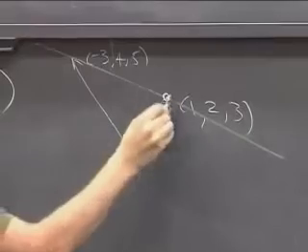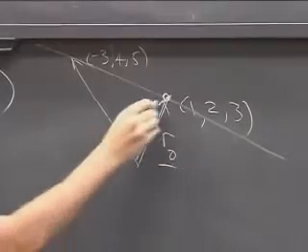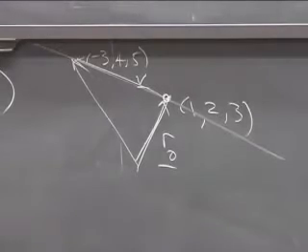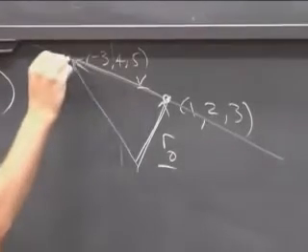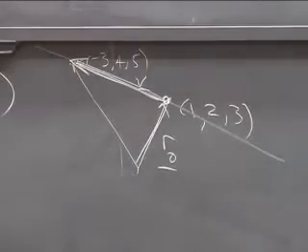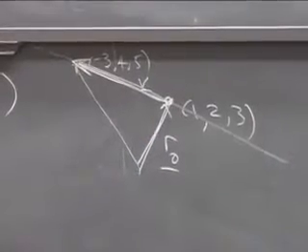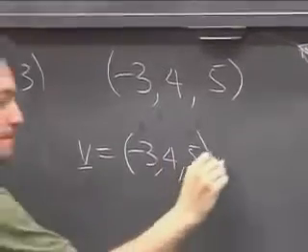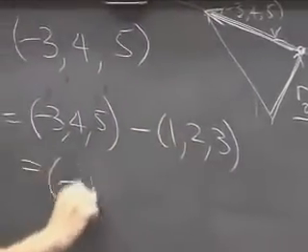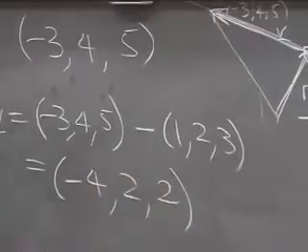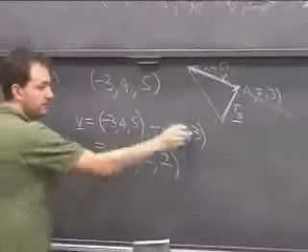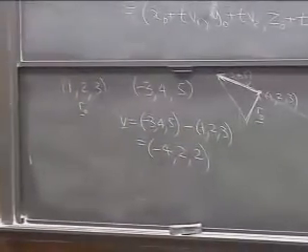So if this is our R0, this vector here, then our V had better be here, or somewhere along the line. But the V is going to be the difference between the last point and the first point. So I'm going to let v be equal to minus 3, 4, 5, minus 1, 2, 3, which is negative 4, 2, 2. You just subtract the components. Minus 3 minus 1 is negative 4. 4 minus 2 is 2. 5 minus 3 is also 2. So this is our v.